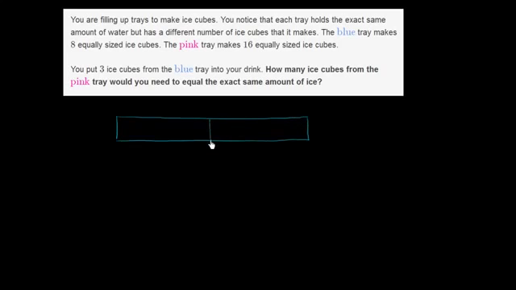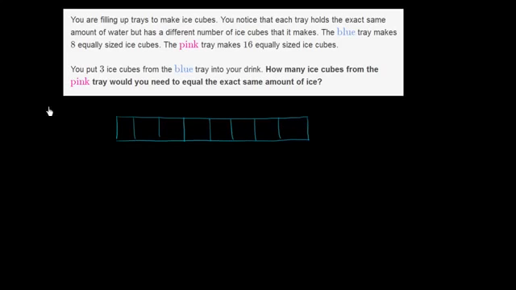So let's see, that's about in half. And then I'm going to put each of those in half. And then each of those in half. So there we go. This is pretty close to 8 equally sized cubes, except for this one there. Let me actually make it a little bit cleaner. So there's the half, half, half, half, half. All right, so this is looking a little bit better. So 8 equally sized ice cubes. This is the blue tray.